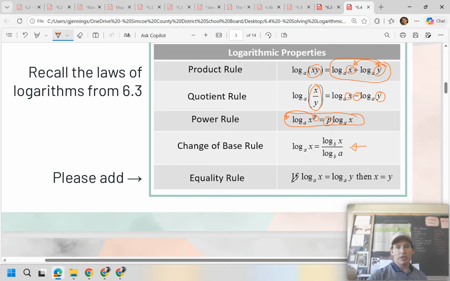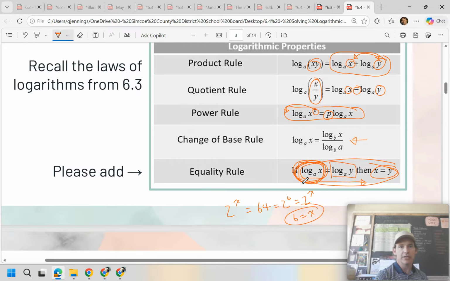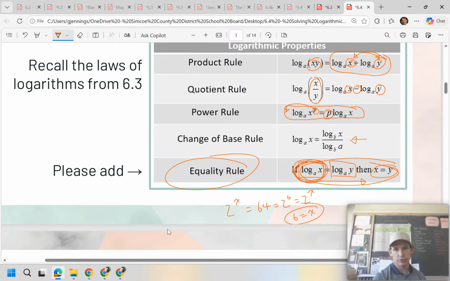We're not going to see that one today, but you may. And then here, if log a of x is equal to log a of y, then x is equal to y. This is analogous to saying if I had 2 to the x equals 64, you could write 64 as 2 to the 6. And so if 2 to the 6 equals 2 to the x, then our next line would be equate the exponents, okay? That's exactly the same thing you're seeing there because the logarithm is the exponent. We're just manipulating the form so that we can do things to it. Okay, so that's the equality rule. So add this to your notes.